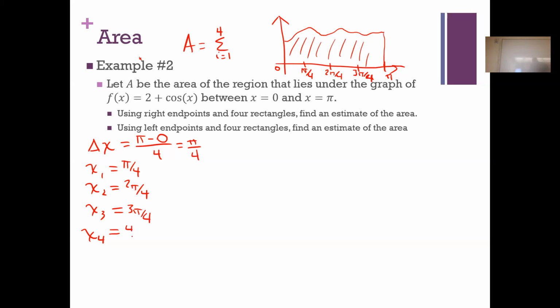So I'll ask this one more time. Where do the heights come from? How do we get them? From plugging the x value into the function, right? So I think the most important thing is to make sure you know which x values matter. If x1 is equal to pi over 4, what does that mean about f of x1?